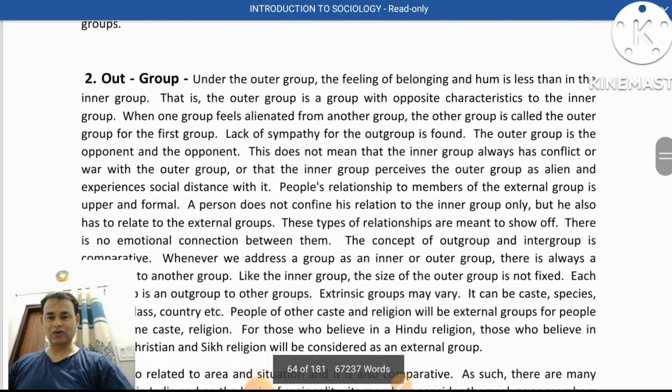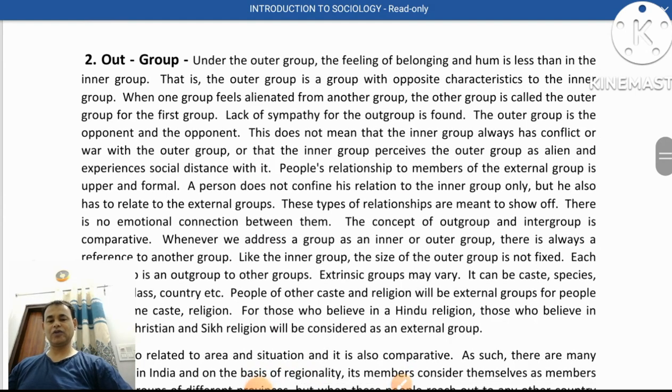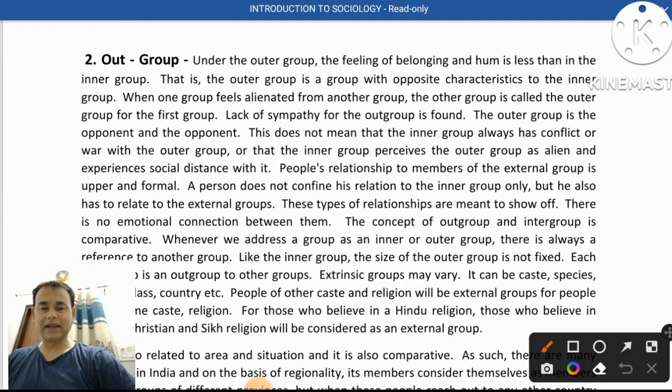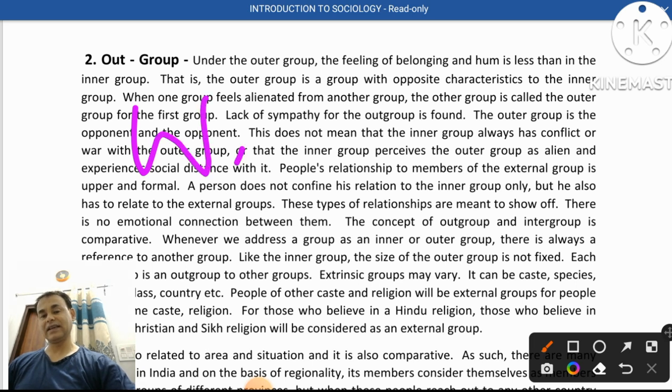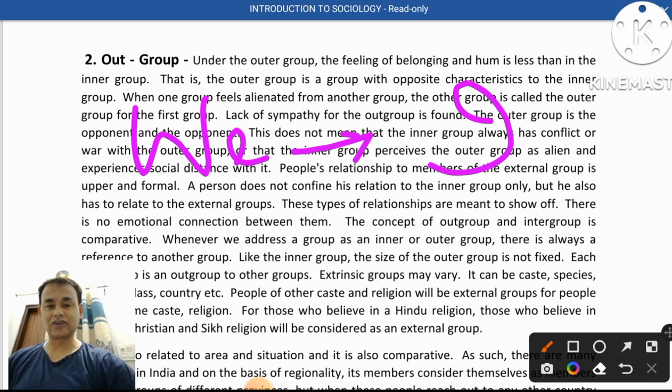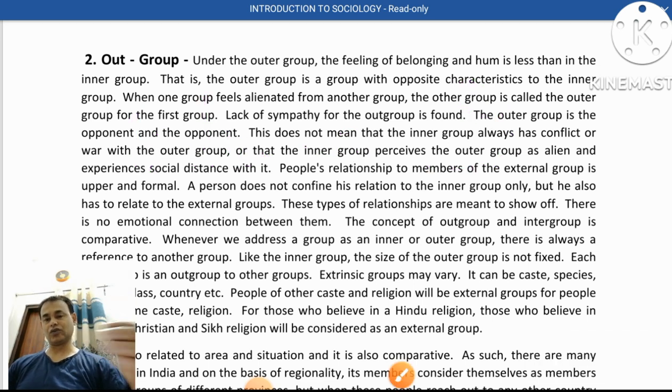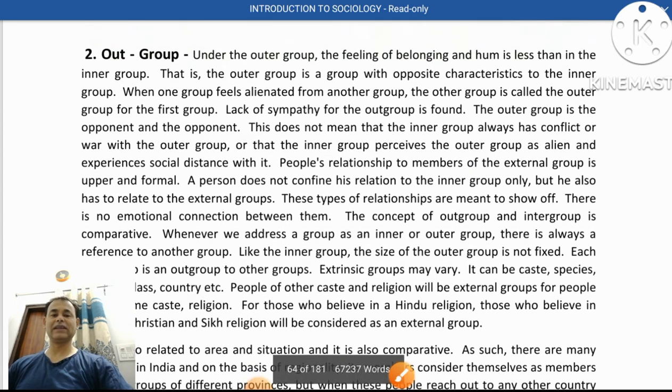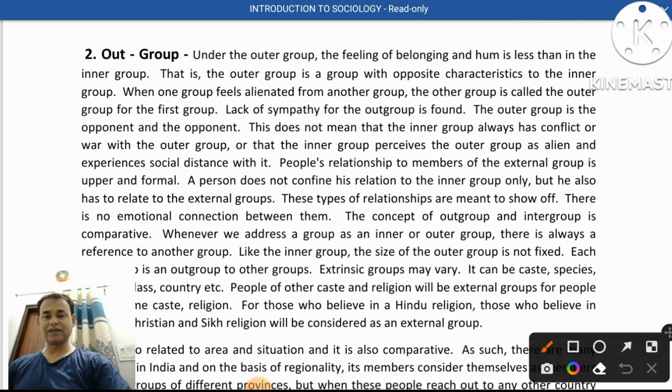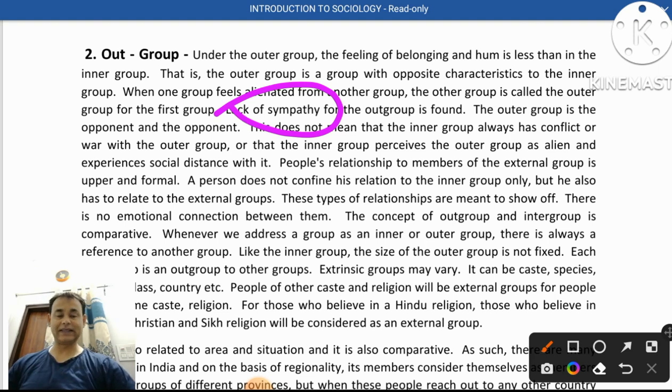And here is the out-group. It is the opposite in nature to the in-group. Under the out-group, the feeling of belonging is less than in the in-group. We feeling is less. Here is I feeling. The out-group is the group of opposite character to the in-group. When one group feels alienated from another group, the other group is called the out-group. Lack of sympathy, lack of cooperation is found.